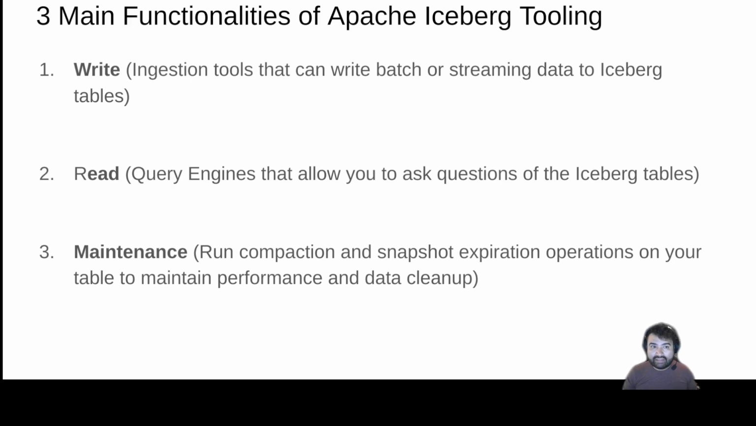And then there are maintenance operations, where you run compaction. Compaction means taking lots of small files and turning them into fewer big files, because again, the fewer files an engine has to open, the faster the query can be. So every once in a while, especially if you're streaming, you're going to want to run this compaction operation. Tools like Apache Spark or Dremio have maintenance operations that make it much easier to do that.